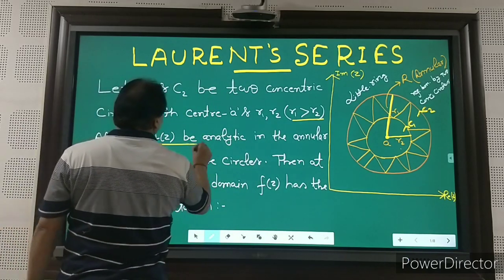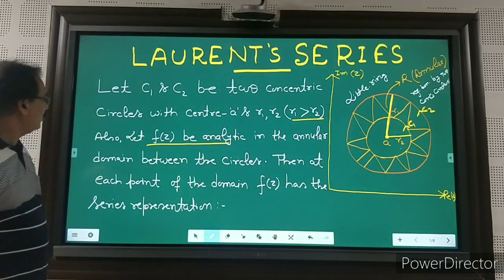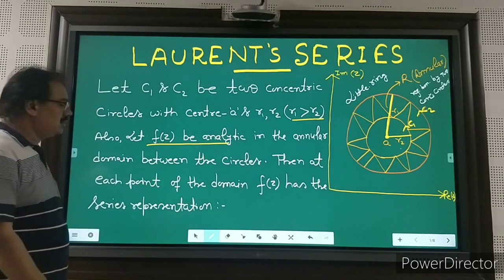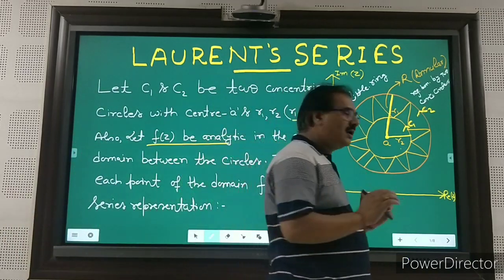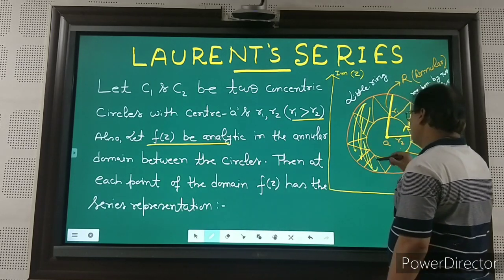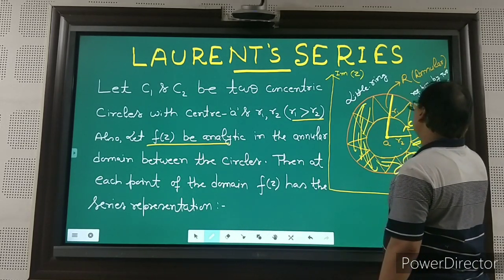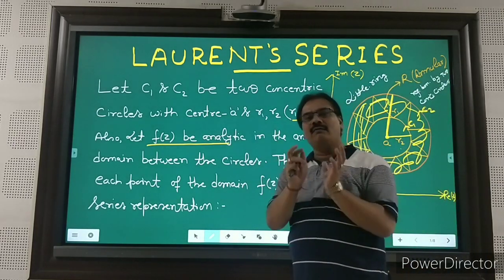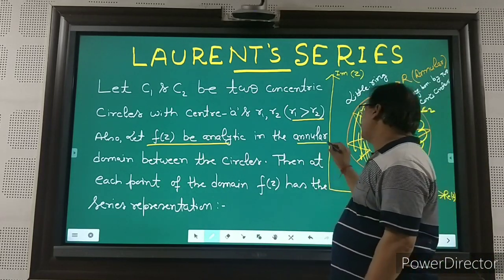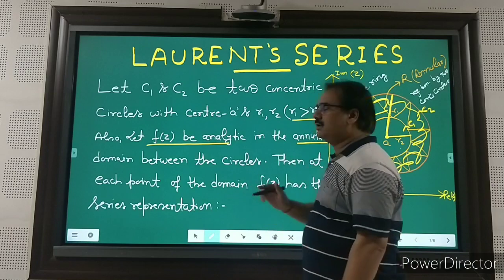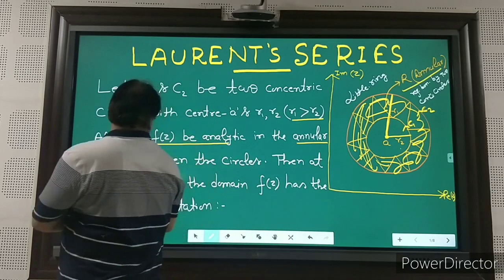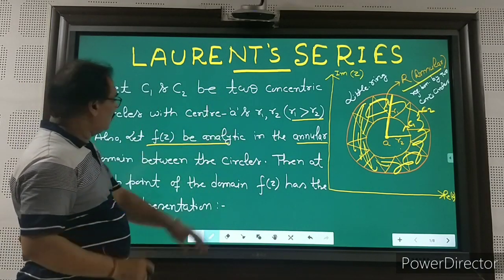Also let f(z) be analytic in the annular domain. Here you find one new term, the annular domain. The meaning of annular you already know. Whenever we discuss such a region, a region of the type of a ring, a kind of ring, then that region is called an annular region. So this is the annular domain between the two circles.